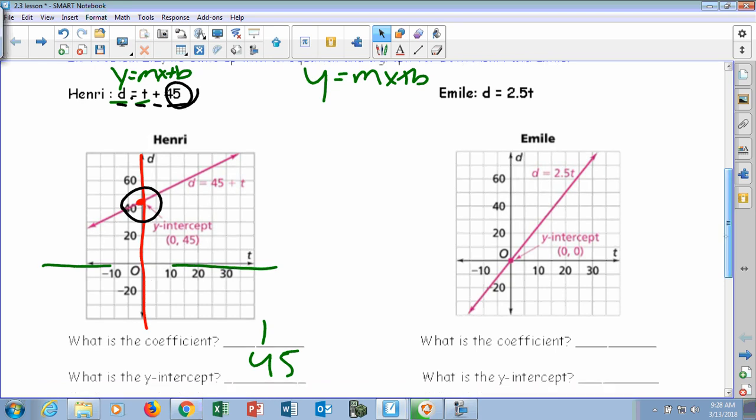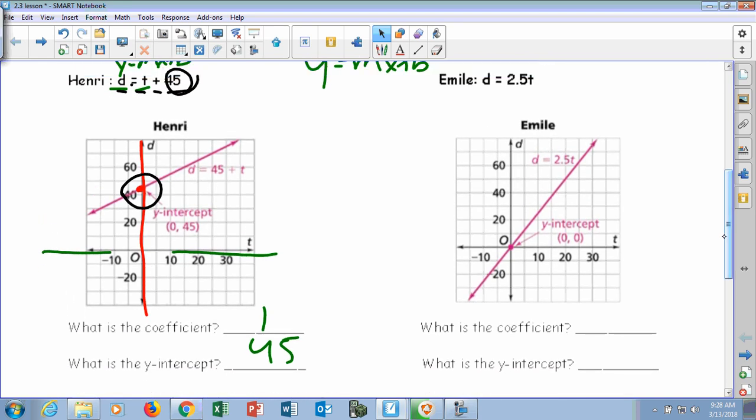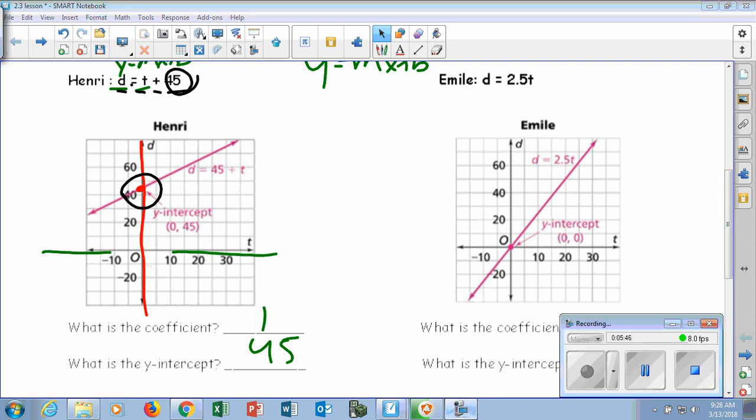So going on to Emil's, they gave you the equation d equals 2.5t. And they also plotted all the points in the graph for you. And they asked the same questions. What is your coefficient? And what is your y-intercept? So I'm going to give you about 1 minute to work with your shoulder partners to determine what the coefficient is and what the y-intercept is for Emil. About 1 minute. Everyone come back together.